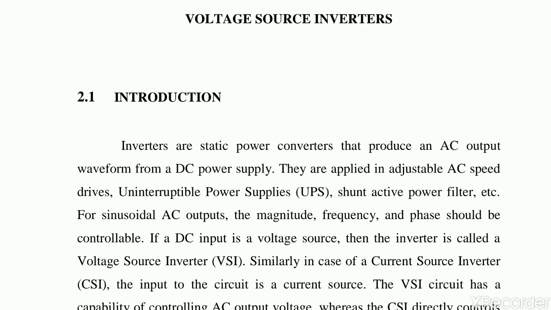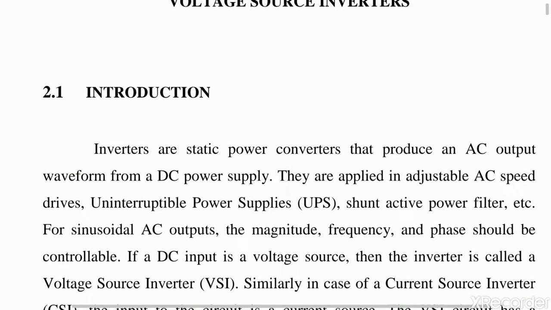So now we will discuss the inverters. Inverters are the power converters which produce an AC output voltage from a DC power supply. So these are the converters which convert DC to AC. They have very wide applications in power electronics. In almost all areas, this type of power converter is used. So we will see some introductory part regarding the voltage source inverters.